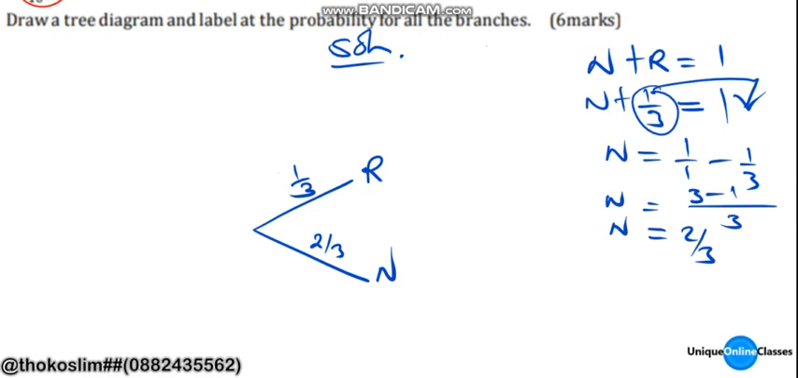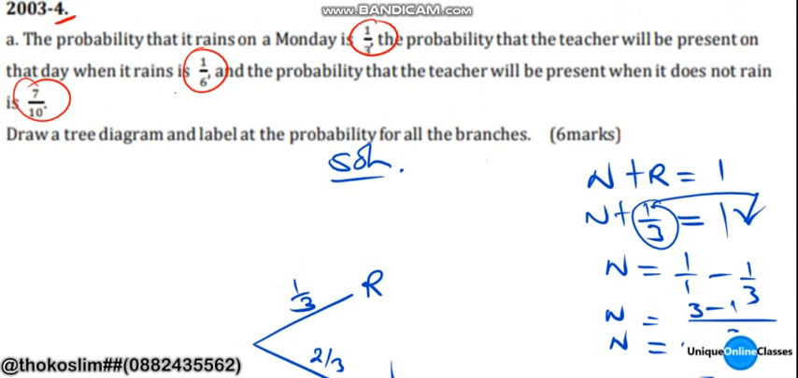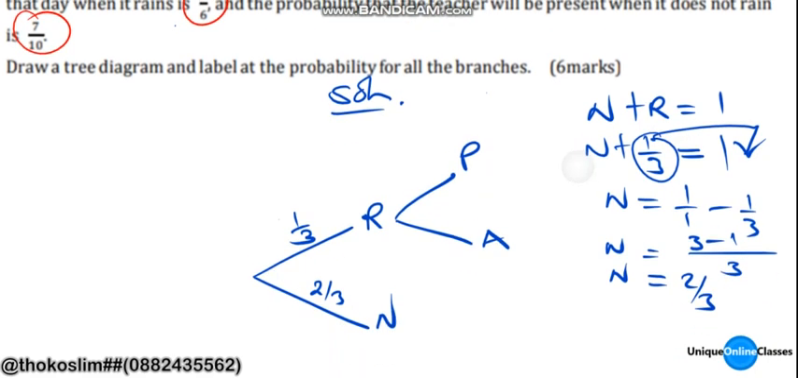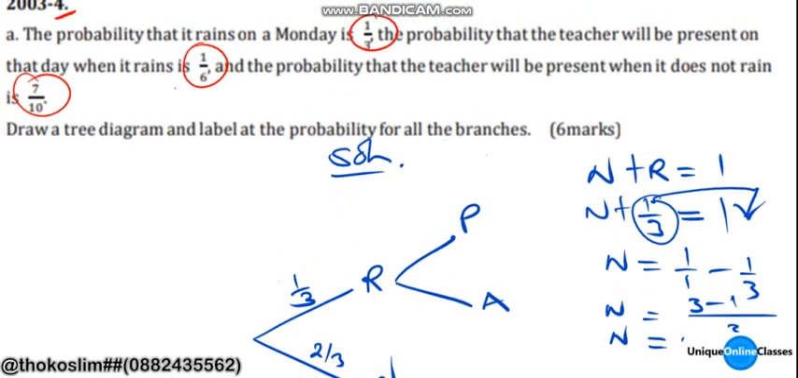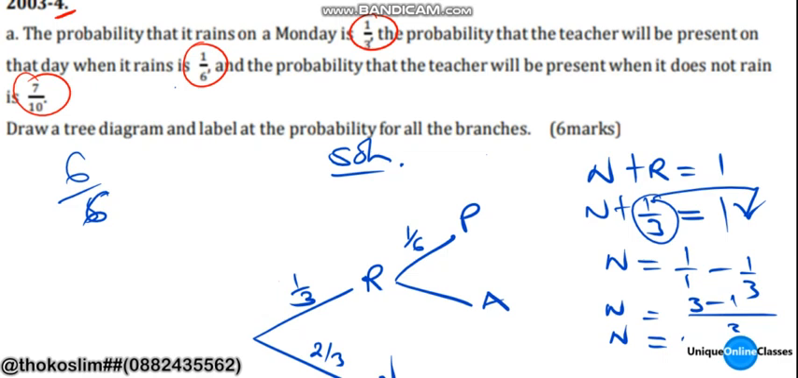Now the next thing from the question: the probability that the teacher will be present on that day when it rains. So we are going to have another branch here. We have present and absent, P for present, A for absent. The probability that the teacher will be present is 1/6. We must add 5 so that it is 6/6, so the probability of absenteeism is 5/6.